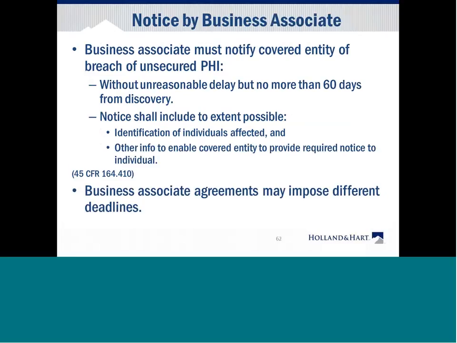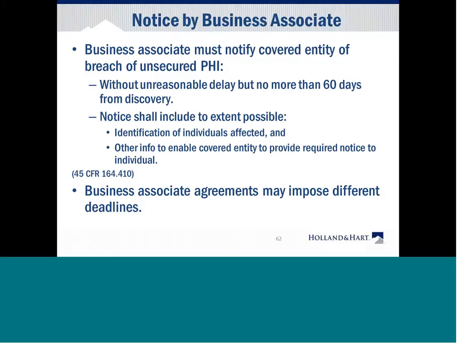If you're a business associate, you've got to notify the covered entity of the breach of unsecured protected health information without unreasonable delay, but no more than 60 days. If I'm a covered entity, I want to narrow that down and require the breach report in a substantially shorter time so that I can mitigate and correct the situation. That notice by the business associate has to include certain information, including identification of the individuals affected and other information that's necessary to enable the covered entity to make its breach report to the government.